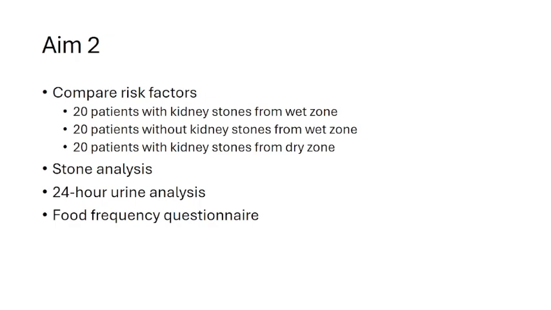The second aim is to do a very complete, comprehensive analysis of risk for why patients get stones. We are hoping to recruit 20 patients with stone disease in the wet zone, 20 patients without stone disease from the wet zone to serve as a control, and then 20 patients with kidney stones from the dry zone as a comparison. We hope to collect the stone for biochemical analysis, do 24-hour urine collections, and then conduct a food frequency questionnaire to figure out what these patients are eating in their diet.